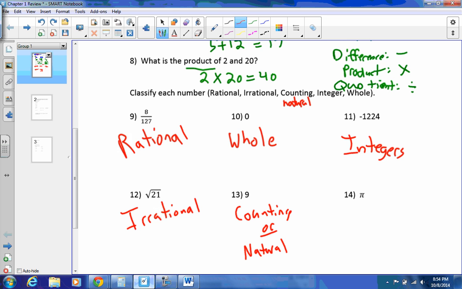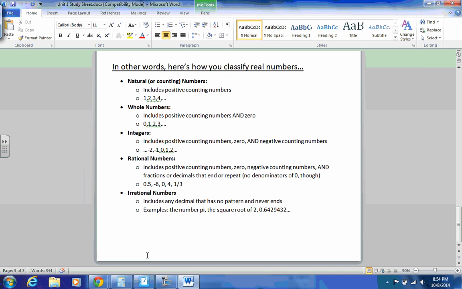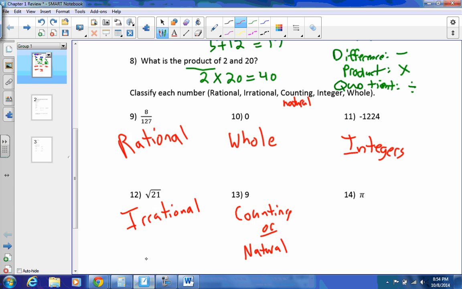And then pi. If you know anything about pi, it really never ends. And a great example, I think it's listed on here in this little table. And there it is. Pi is irrational. You should know that pi is an irrational number. And I want you to know that all of these are real numbers. They're all real numbers, but they're just different types of real numbers. All right, so when we ask you to classify real numbers, this is what you're doing.